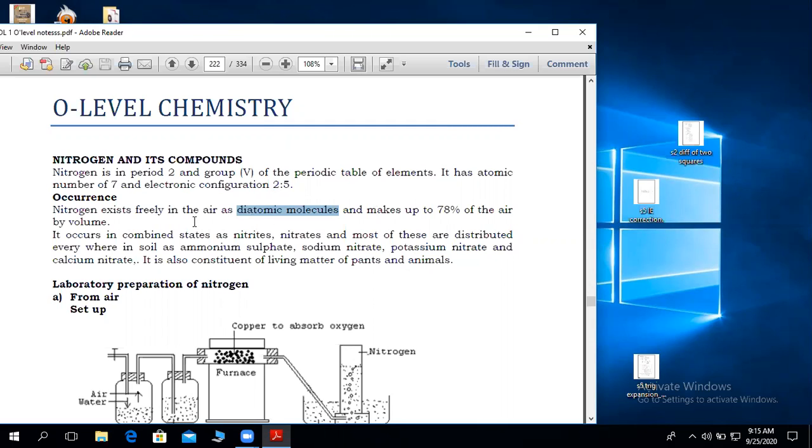So it exists freely in air as diatomic molecules and makes up 78%. This is the composition of nitrogen in air, and it is the most abundant gas. It has the highest percentage.